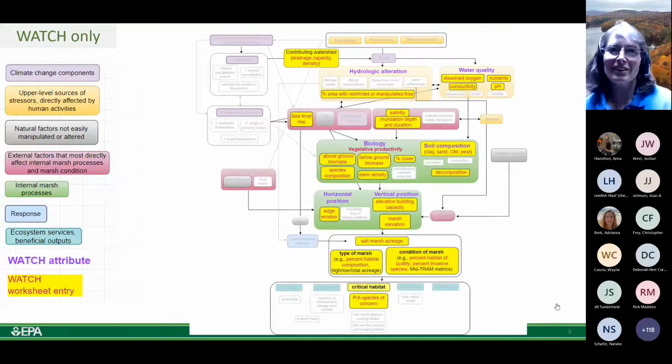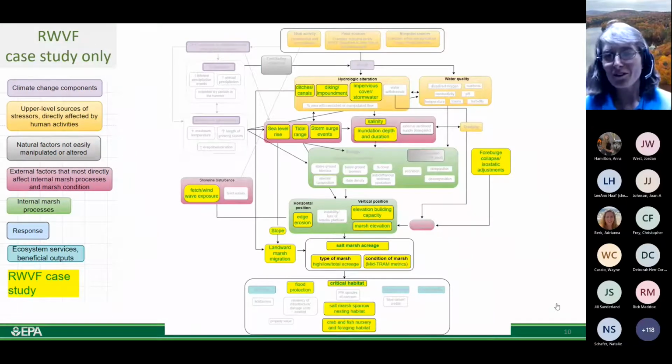In addition to the crosswalking that Leanne talked about in her slides, all we did was go through, and for WATCH, we highlighted, and you can see highlighted in yellow boxes, where in the diagram WATCH gives you coverage. Are there any gaps that we feel are important where we'd want to potentially bring in a new tool to cover? And maybe there are some areas that are redundant as well. Then we did the same type of thing for the RWF case study. In this slide, the yellow boxes show where all those variables plug in.